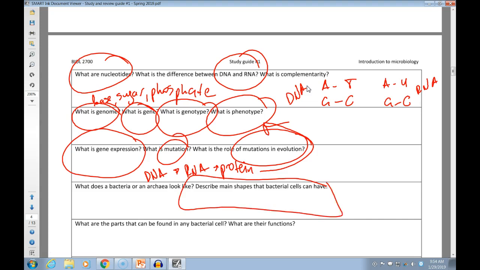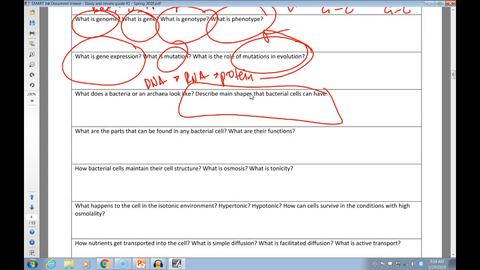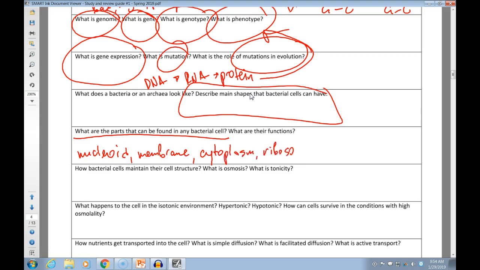Main shapes: cocci, bacilli, spirillum, spirochete. I give you a description, you tell me what it is. Make sense? 4 parts: nucleoid, membrane, cytoplasm, ribosome. Know the functions.